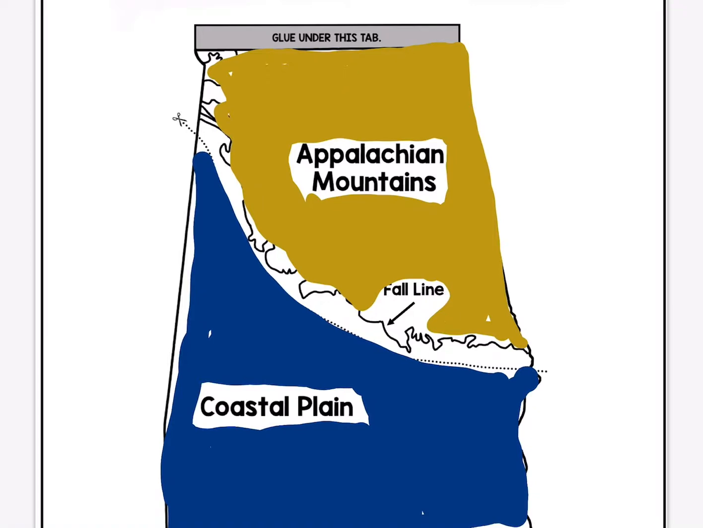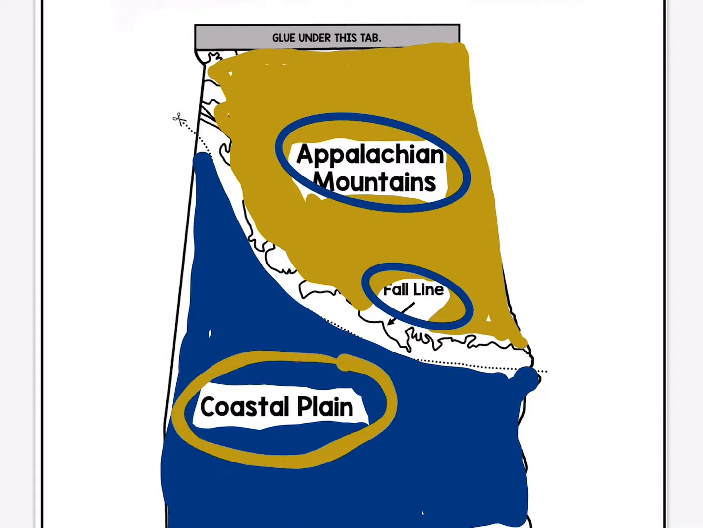So we've got the Appalachian Mountains, the fall line, and the coastal plain. Okay?